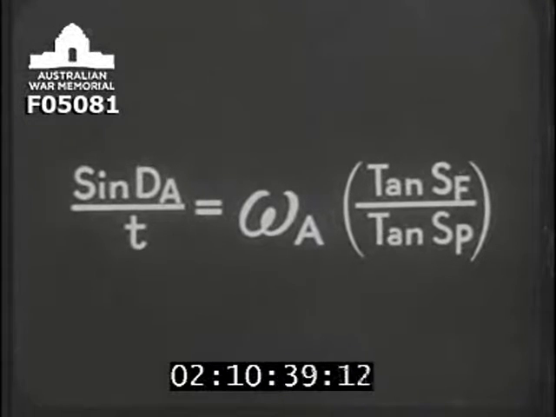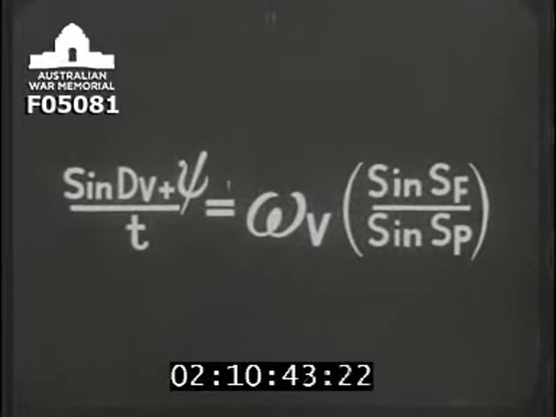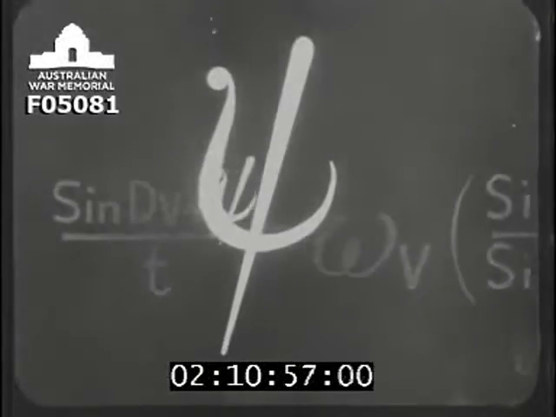In the same way, we talk of dV, it can be shown that sine (dV plus psi) over t equals omega V into sine SF over sine SP. But in this case, we have something new, psi. What is it?